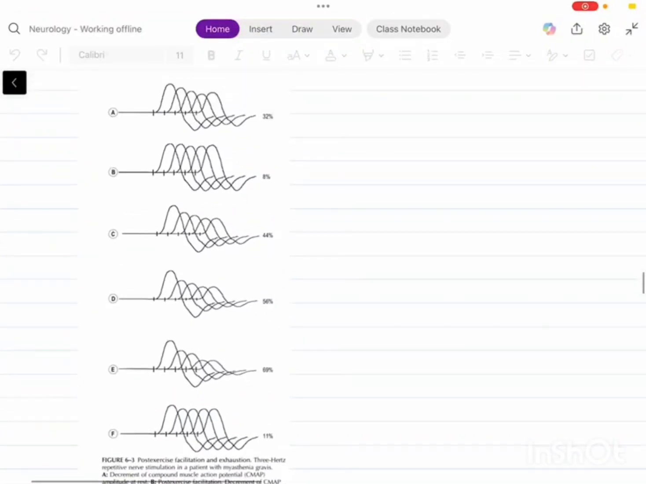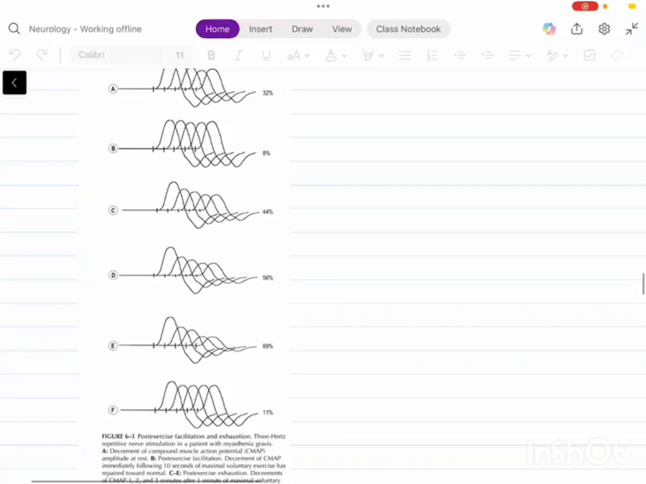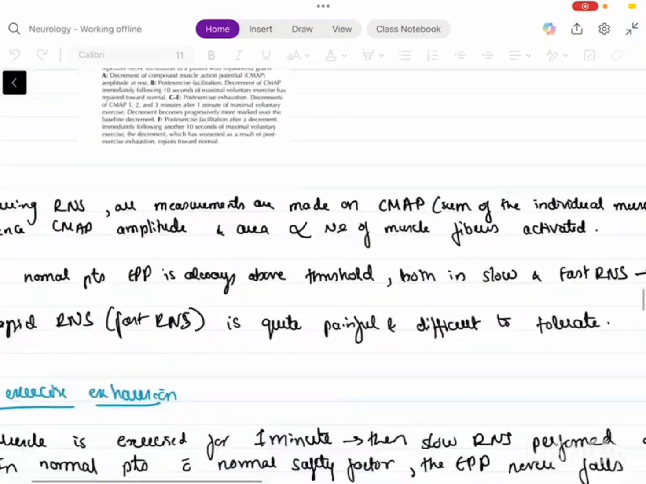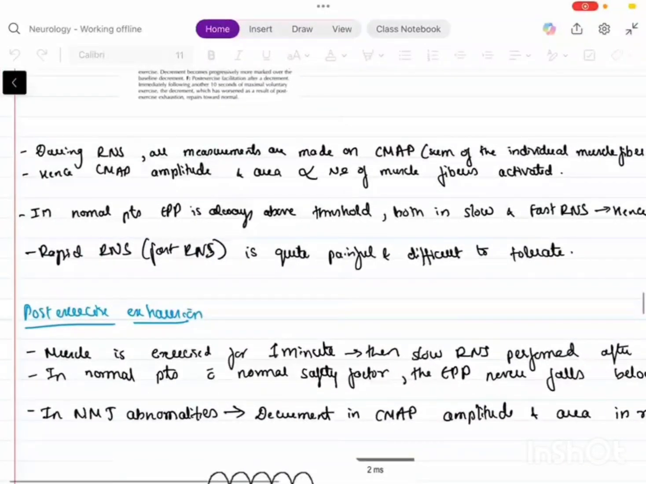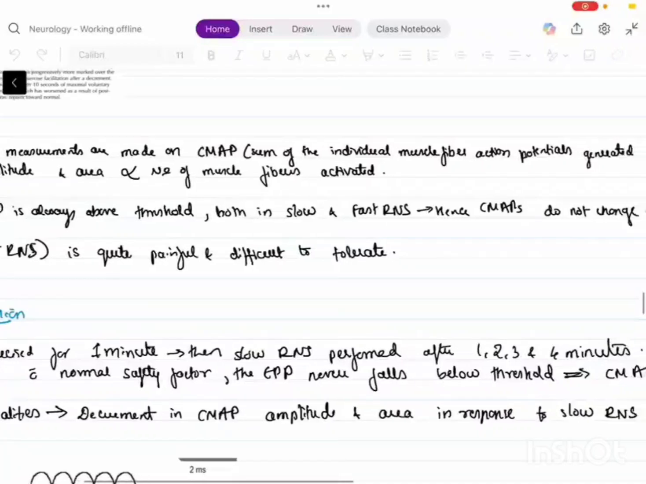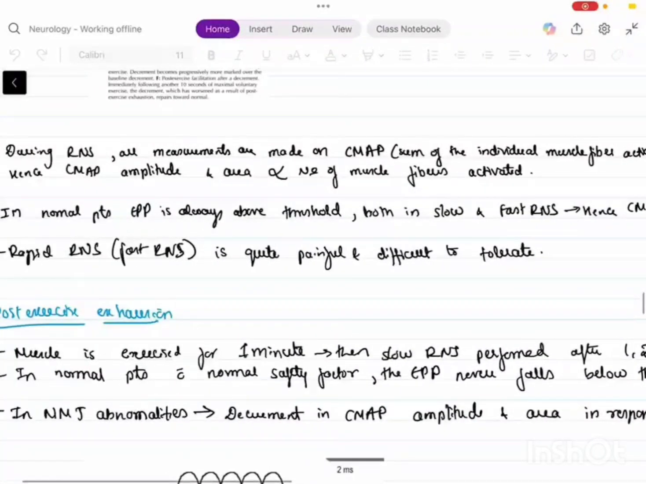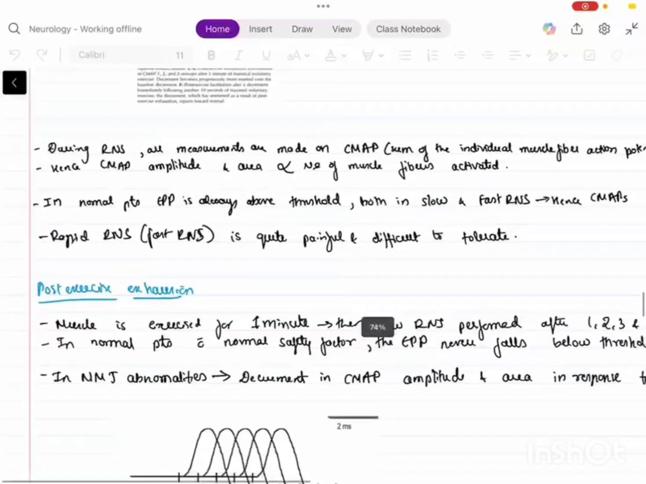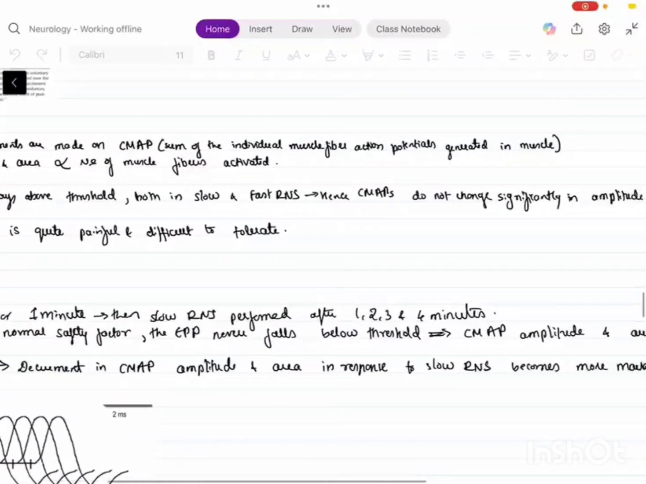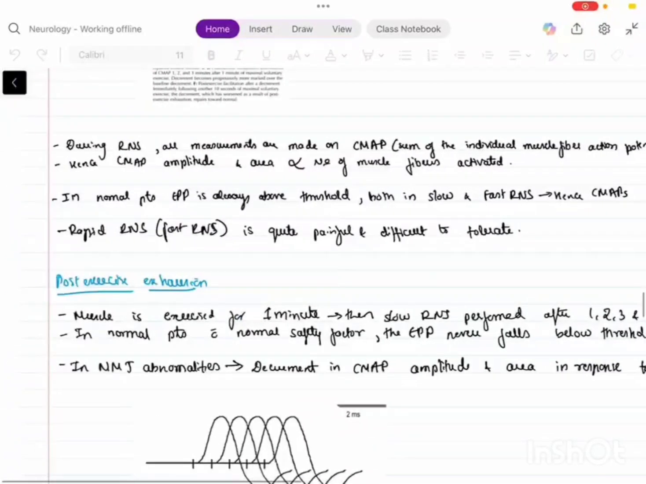This you can see for the post-exercise facilitation and the post-exercise exhaustion. And during the repetitive nerve stimulation, all measurements are made on the CMAP, that is the sum of the individual muscle fiber action potentials in the muscle. Hence the CMAP amplitude and area is directly proportional to the number of the muscle fibers activated. In normal patients, end plate potential is always above threshold both in the slow and fast RNS. Hence, CMAPs do not change significantly in the amplitude or area.